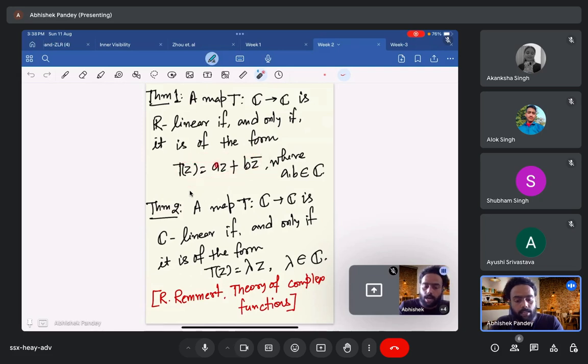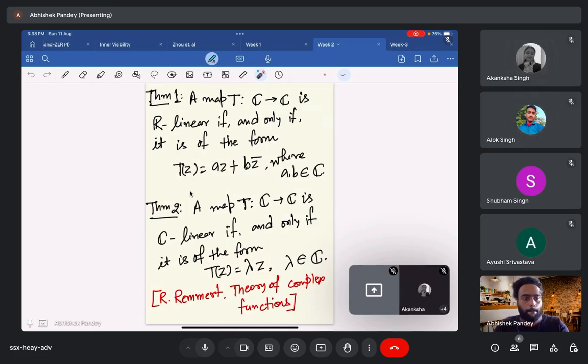So every R linear map is of this form, az plus bz bar, and every C linear map is of this form, lambda z. So basically you can check that this lambda z kind of map is a linear transformation from C to C when you consider C as a vector space over C. Is it clear? Yes, now it's clear.